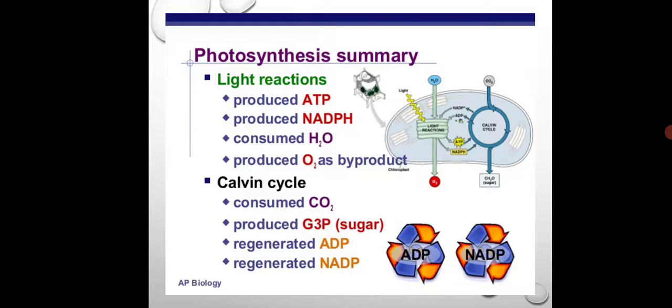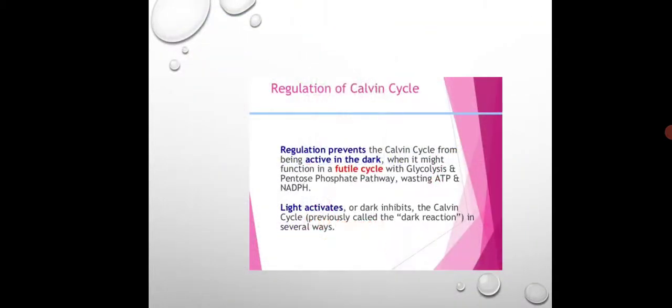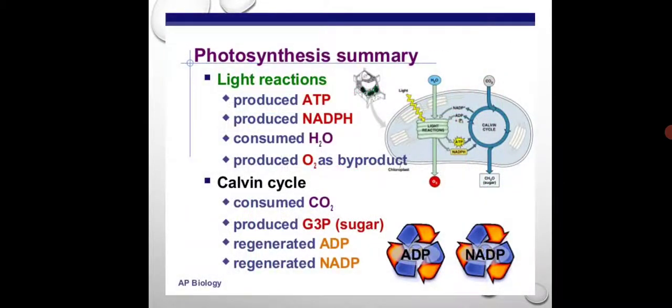Kelvin cycle में क्या होता है? It consumes carbon dioxide and produces the sugar molecule like glucose. Okay, then it regenerates ADP and NADP. और यहाँ पर Kelvin cycle में ATP और NADPH, okay, ATP and NADPH जो लाइट रिएक्शन में प्रोड्यूस हुए थे, they get reduced to ADP and NADP. Okay, so that is the summary of this photosynthesis.